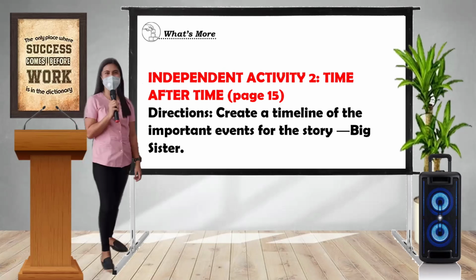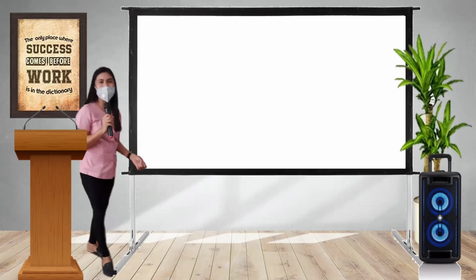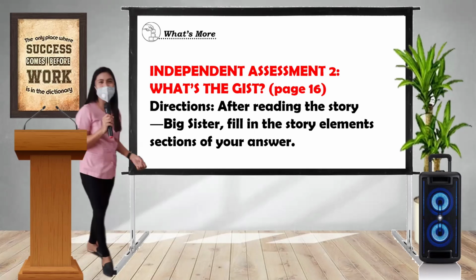Independent Activity 2. Time after time on page 15. Directions. Create a timeline of the important events for the story Big Sister. Independent Assessment 2. What's the gist? On page 16. Directions. After reading the story Big Sister, fill in the story element sections of your answers.